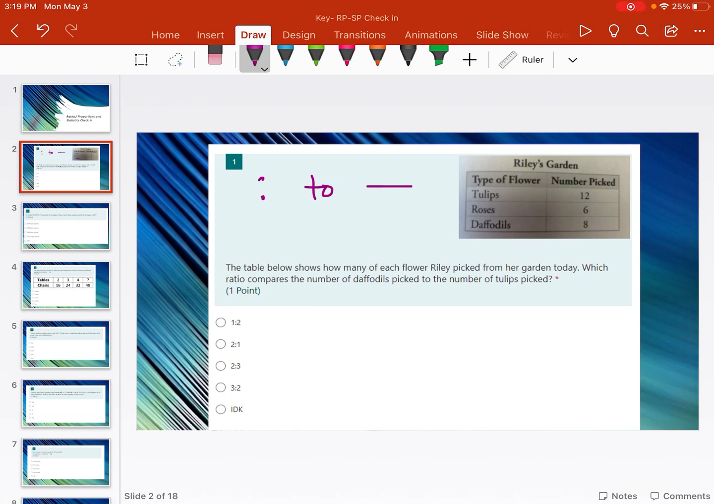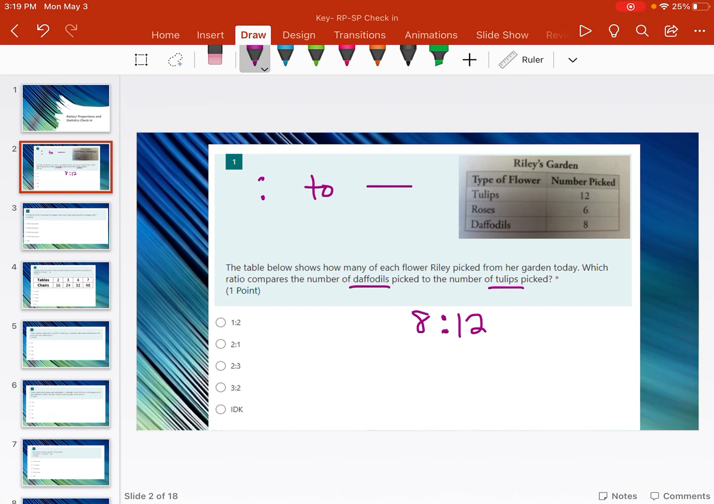So here, one thing that's really important about ratios is the order is super important. Whichever order they asked you to compare the numbers in the question, that's the way you have to write it. So here they said daffodils to tulips. So daffodils was 8 to tulips, which was 12. And I just found that up in our little table up there.